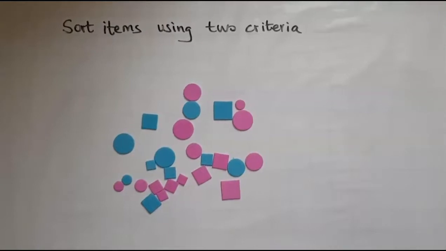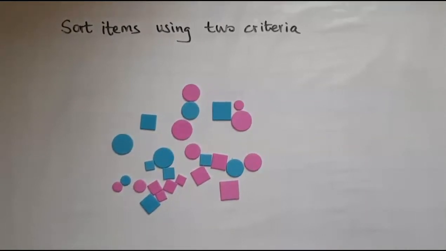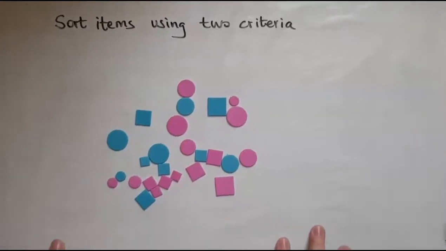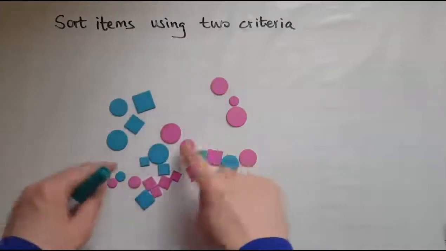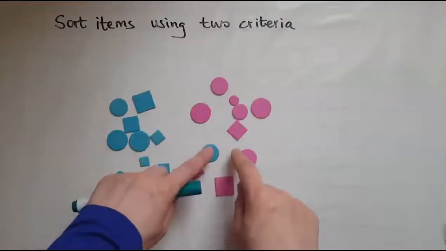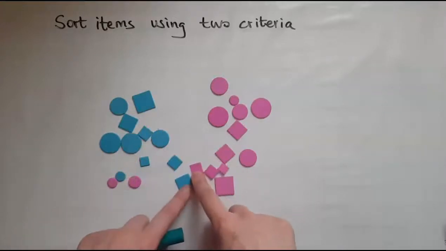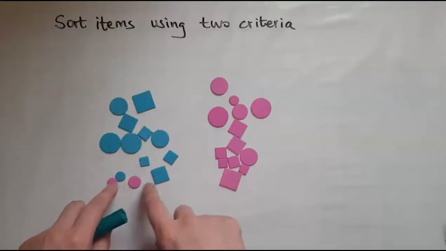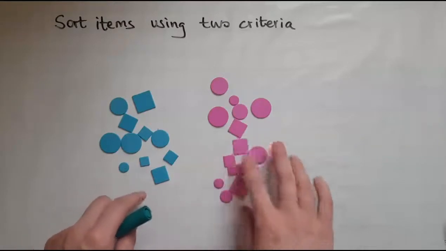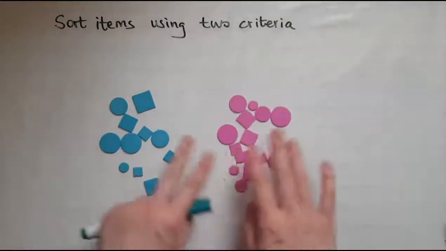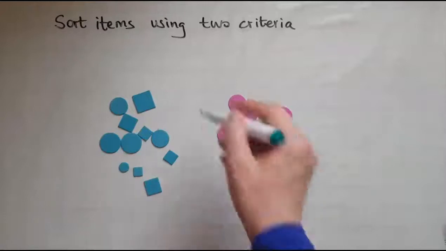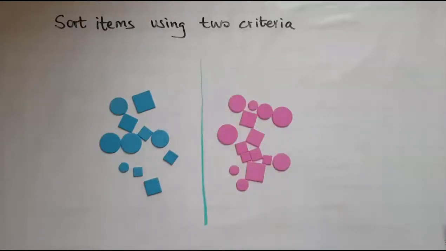In this video, we'll sort items using 2 criteria. So looking at these shapes that I have here, what is different about them? I can immediately spot that there are 2 colors. So that's one way to sort them. So I'll sort them into blue and pink. So I've got blue and pink.